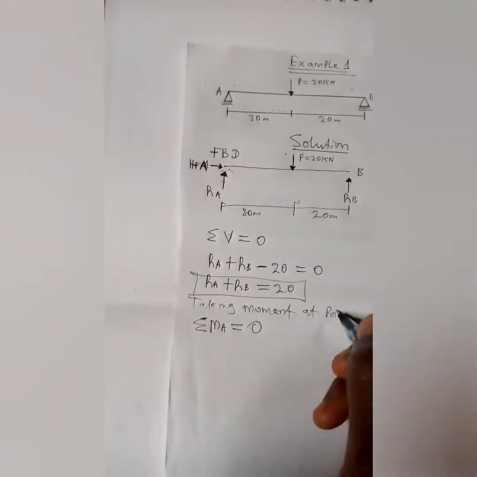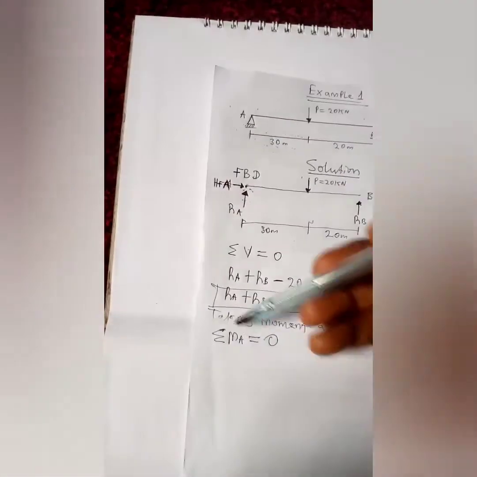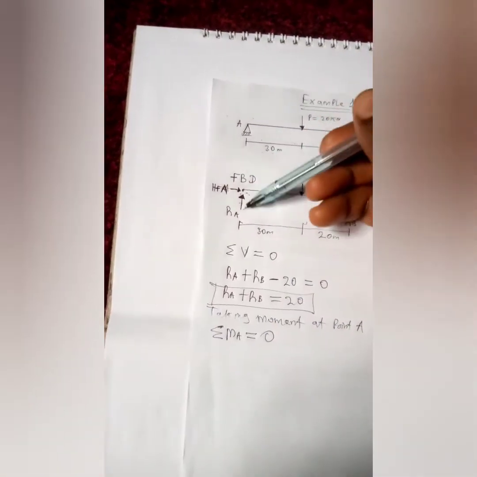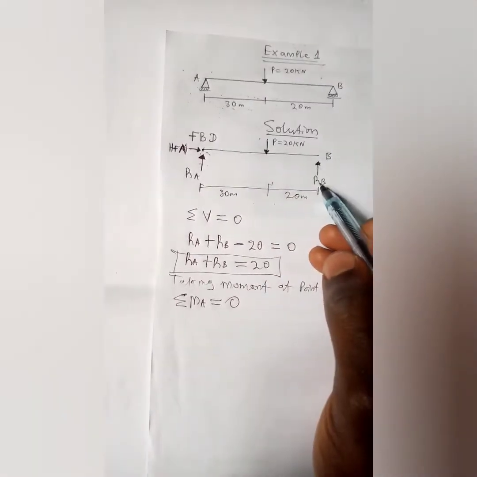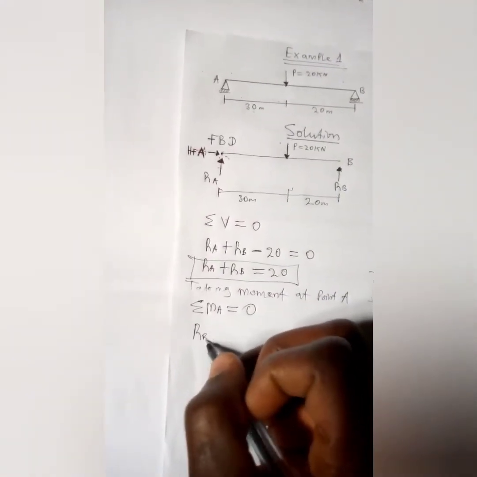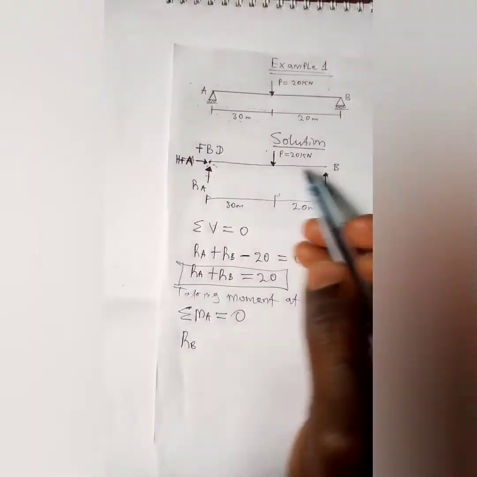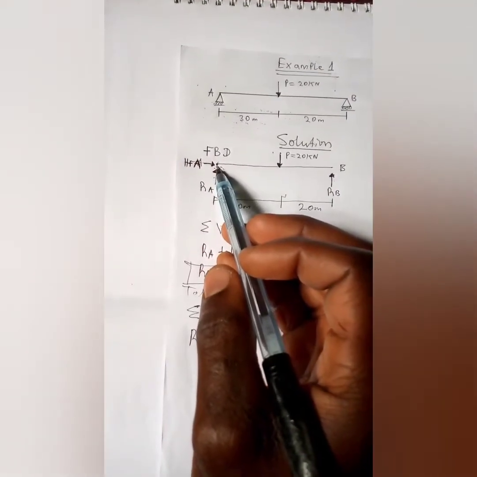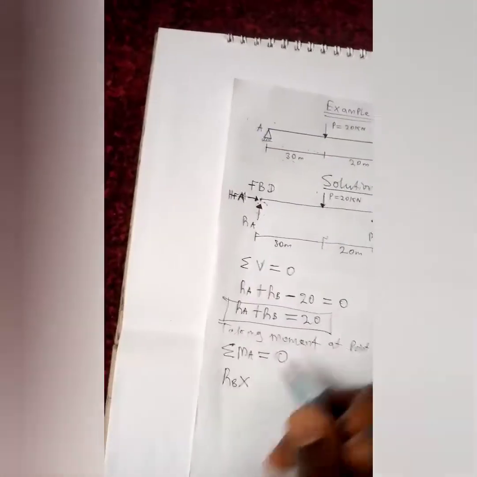So it means we are taking our moment at point A. When we take our moment at point A, we are going to make the summation of all the moments at point A equal to 0, which means the force acting at A will be 0 for now. So from here we are going to start calculating from B. The first one we are going to have is RB, multiplied by the distance. The distance is the addition of these two, from where the force is to where we are taking the moment.